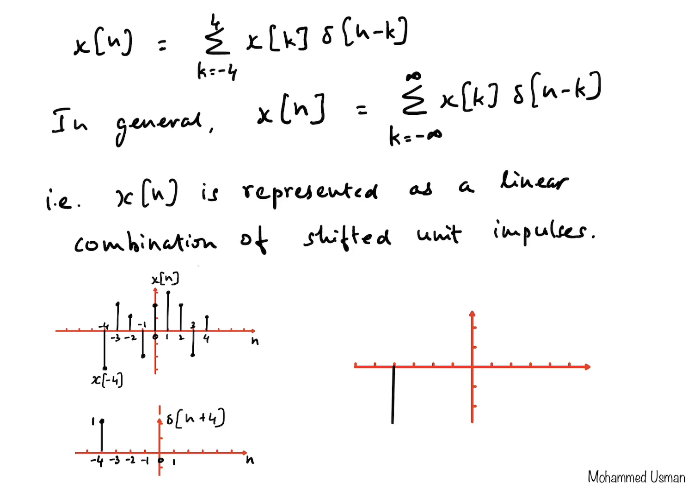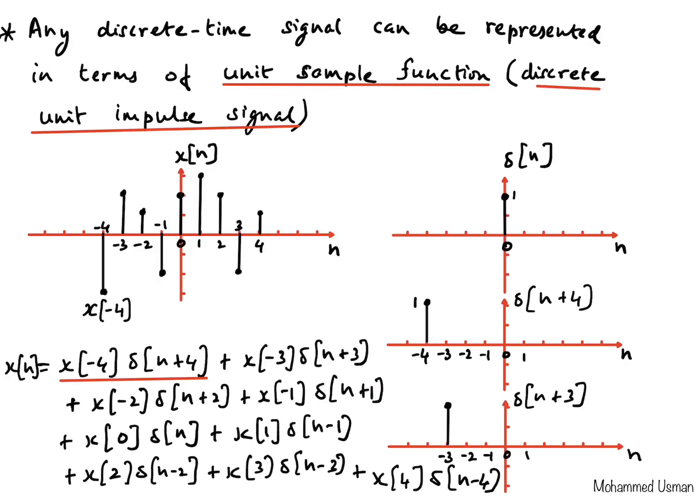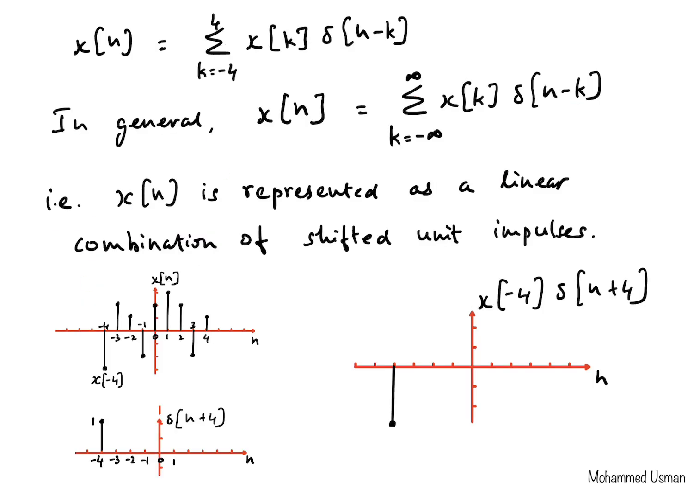So this signal here is basically x, the n on the x-axis, and what we have plotted here is nothing but x of minus 4 times delta of n plus 4, right, which is nothing but the first term that we have here in this summation, x of minus 4 times delta of n plus 4. It extracts this particular value of x of n. Okay, similarly, if we multiply x of minus 3 with delta of n plus 3, it will extract this particular value of x of n.